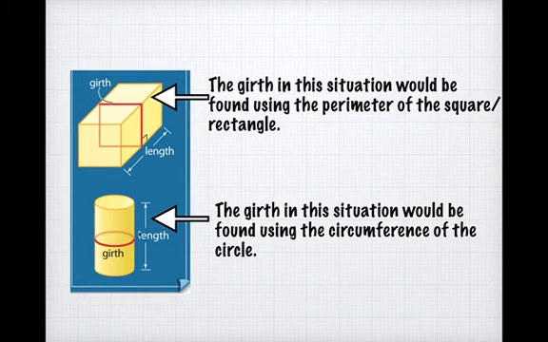Same idea here with a cylinder. The length would be the longest side, and in a cylinder, your length is really the only option you have. So you'd have the length going here, and then the girth would be going around. So it'd be equivalent to the circumference of the circle if we did it that way.